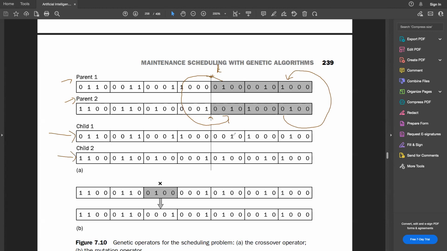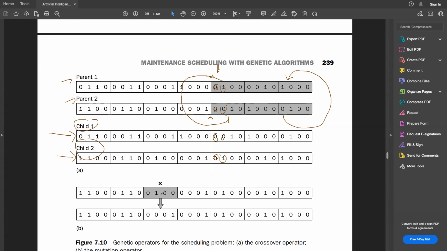When we do that, we end up with these child chromosomes. You see that what was up here in its entirety was brought down. That's why we have 0, 1 here, because 0, 1 is here. And what was down is brought up. That's why we have 0, 0, which we had here. So these are the resulting children. This is how crossover works in this case.